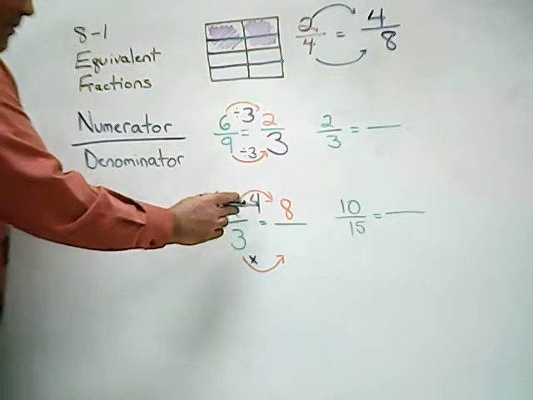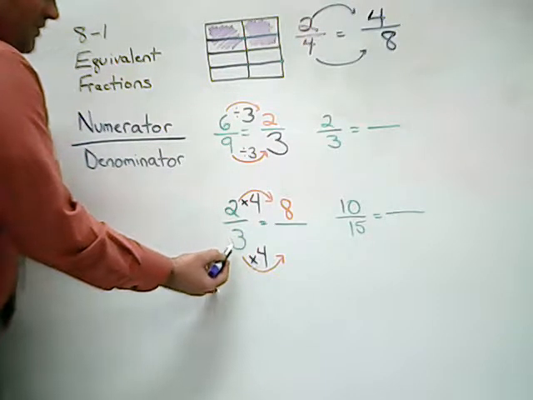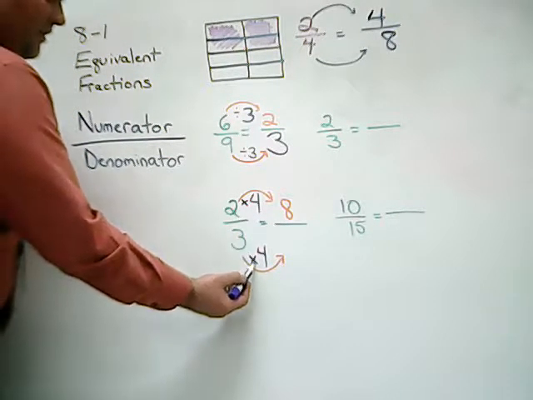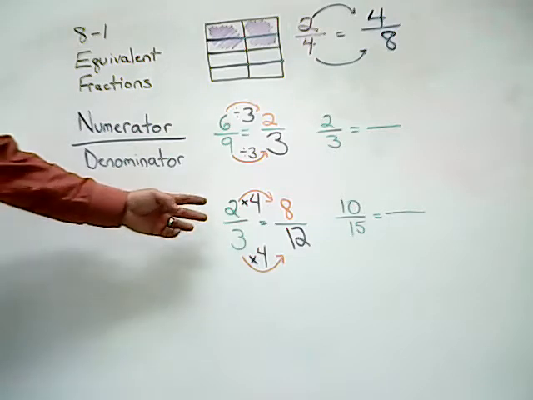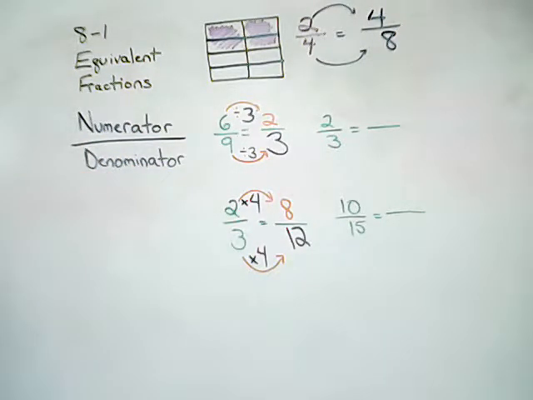What I do to the top, I need to do the exact same thing to the bottom. So I do my denominator, 3 times 4, and my new denominator becomes 12. So 2/3 and 8/12 are equivalent fractions.